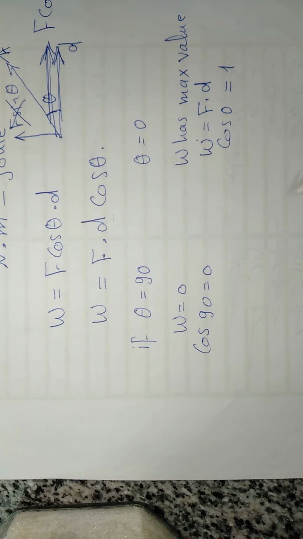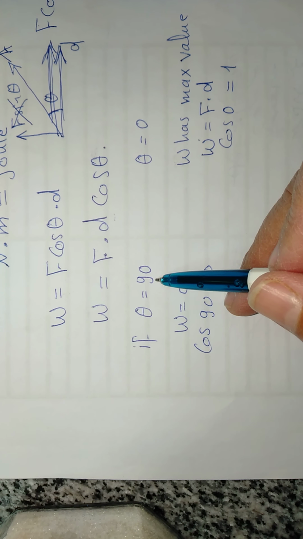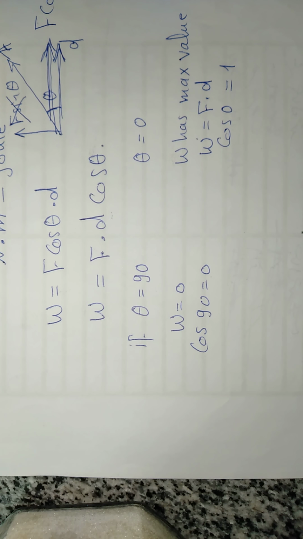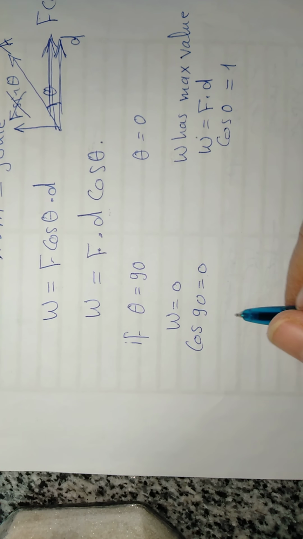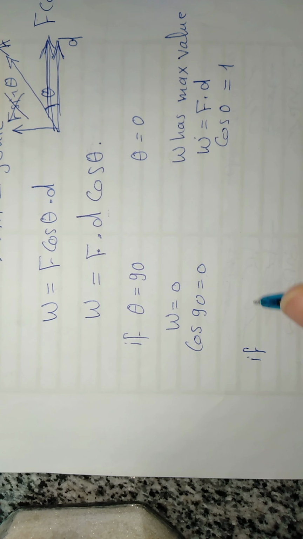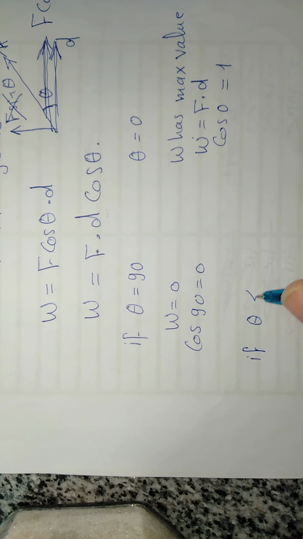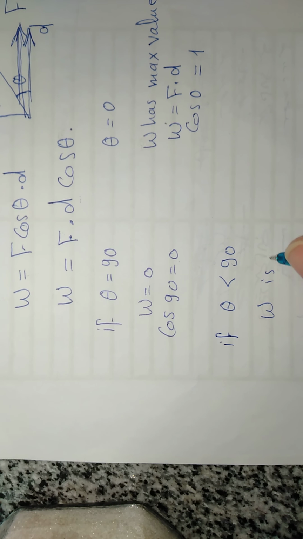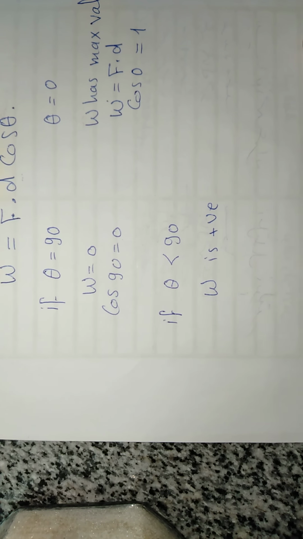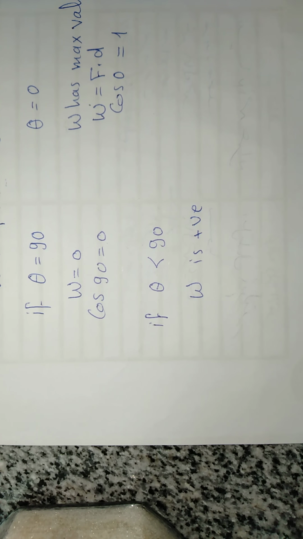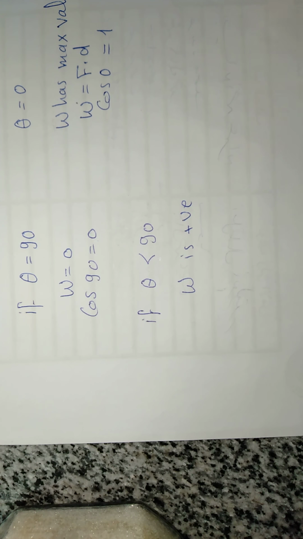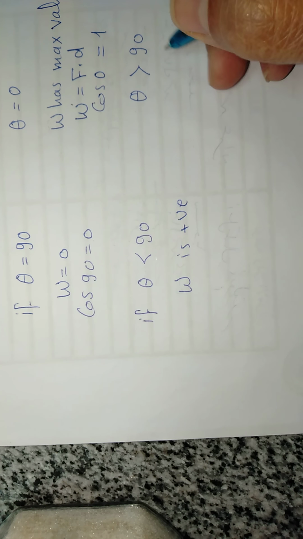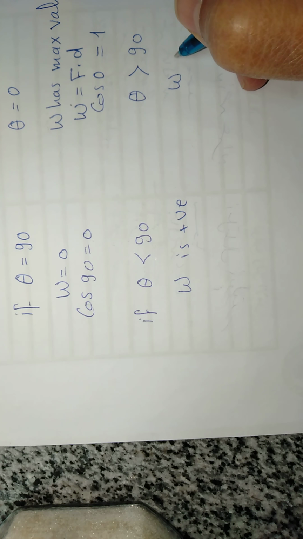And work equals 0 if the angle between the force and the displacement equals 90, because cosine 90 equals 0. This is the first point. Another point: if theta is less than 90, the work is positive. And if theta is greater than 90, the work will be negative.